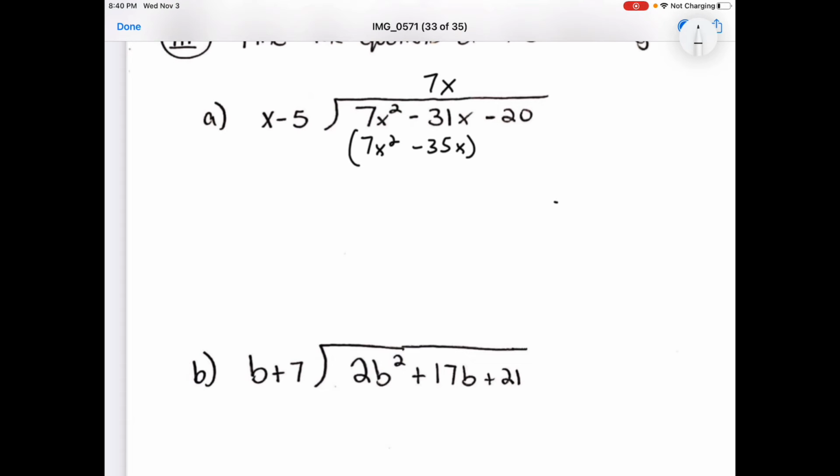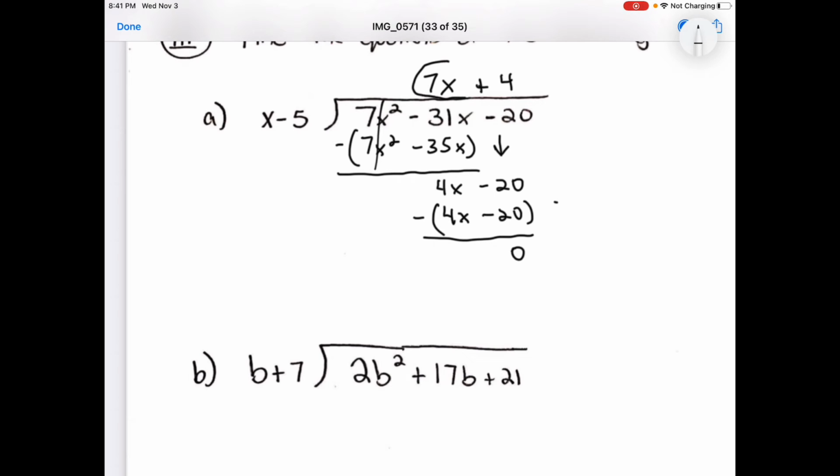Now we want to subtract. 7x squared minus 7x squared goes away. Negative 31x minus a negative 35x. That's going to give me a positive 4x because you're adding 35x when you do minus a negative. Bring down the negative 20 and do the process again. X goes into 4x 4 times. 4 times x is 4x. 4 times negative 5 is negative 20. Subtracting this, we're going to get 0 for a remainder. So that's my answer, my quotient.